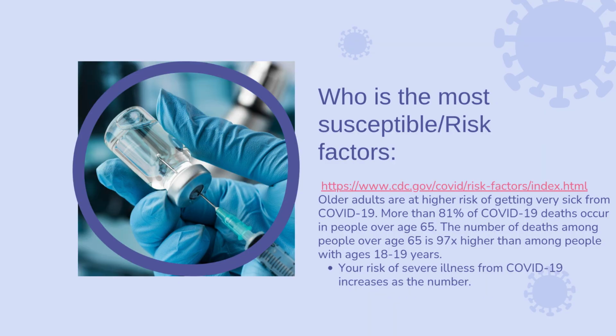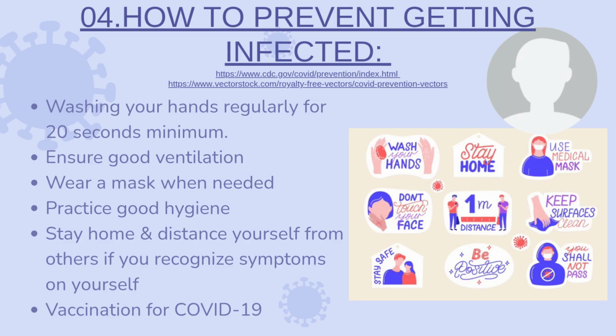Next, we have who is the most susceptible and the risk factors. According to the CDC article, older adults are at higher risk of getting very sick from COVID-19. More than 81% of COVID-19 deaths occur in people over age 65. The number of deaths among people over age 65 is 97 times higher than among people aged 18 to 19 years old. Your risk of severe illness from COVID-19 increases as your age increases.